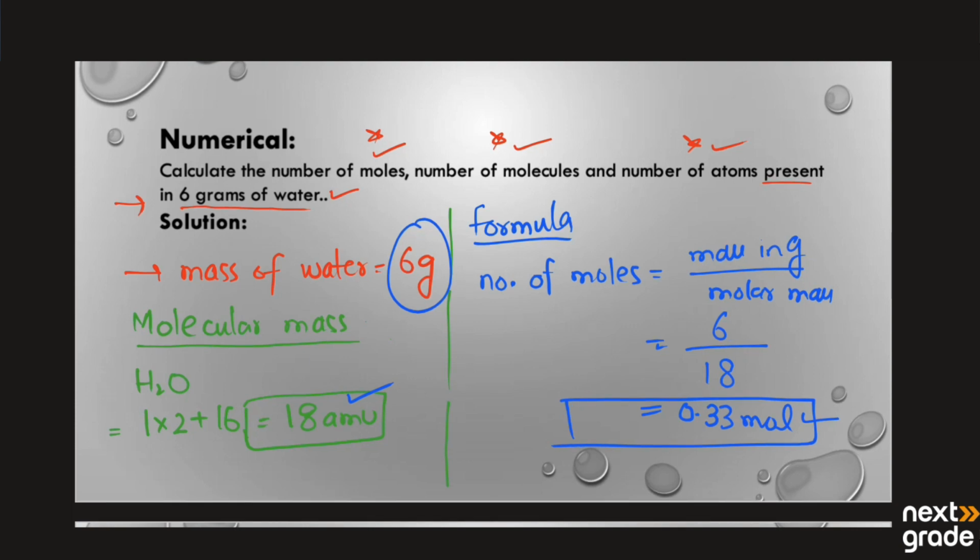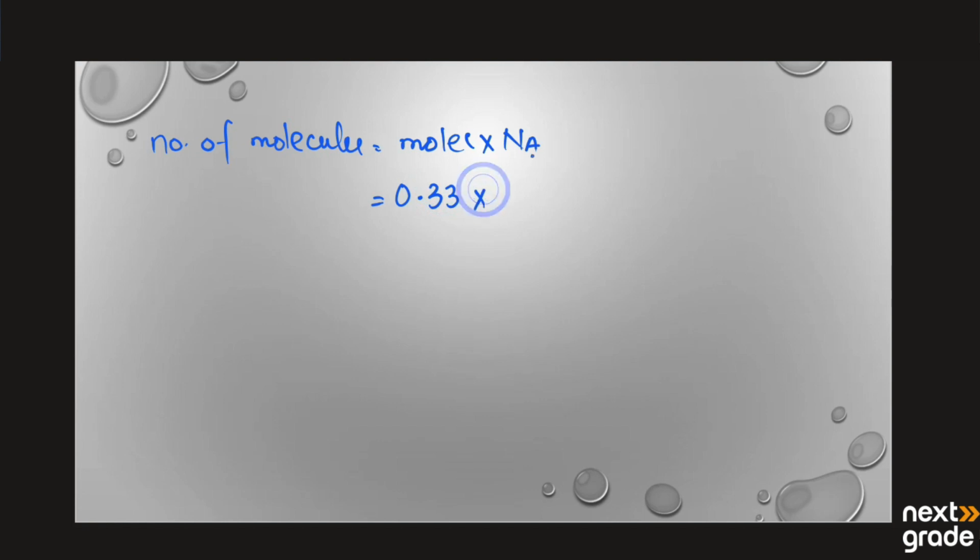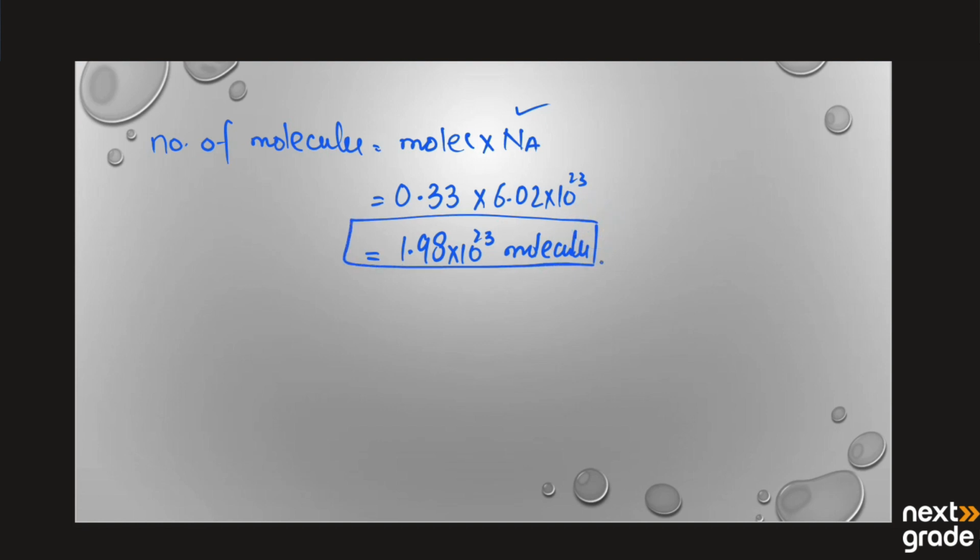Okay, now from these moles we will find the number of molecules. The formula is number of molecules of any substance equal to moles multiplied by Avogadro's number. Here the moles for water are 0.33 and Avogadro's value is 6.02 × 10^23. The answer is 1.98 × 10^23 molecules of water present in 6 grams of it. So this is the number of molecules.